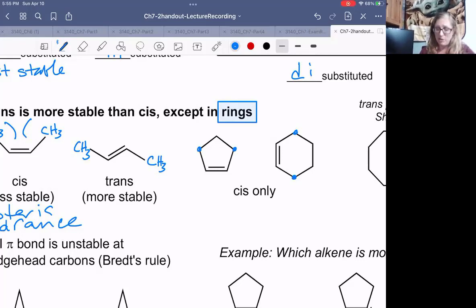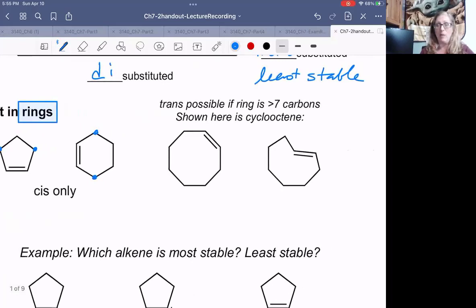It's possible to have a trans double bond in a ring when you get to be more than 7 carbons. So this is an 8 carbon ring. We call that cyclooctane. And when you put a double bond in it, we call it cyclooctene. So that E tells you that there's a double bond somewhere. And this is the cis arrangement because the two carbon groups are on the same side of the double bond. And this is the trans relationship because the two carbons are on the opposite sides of the double bond.